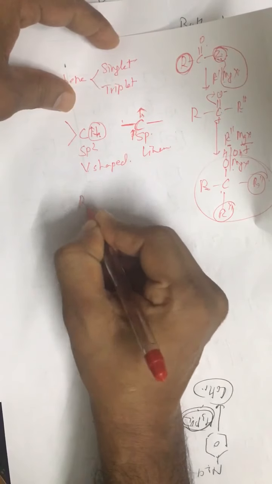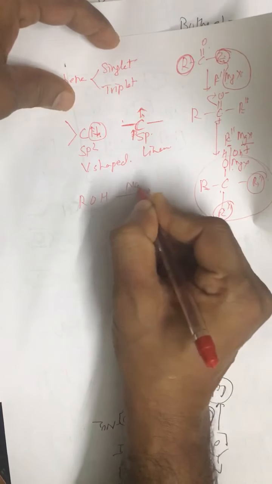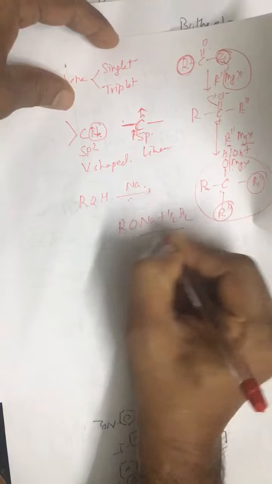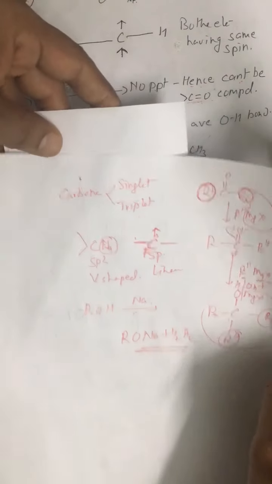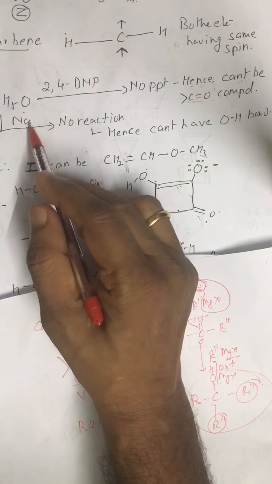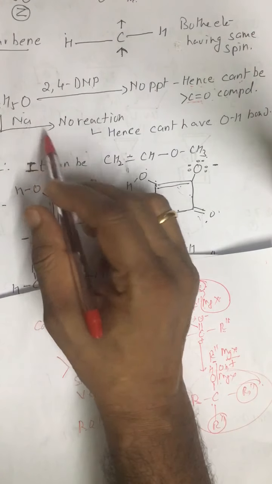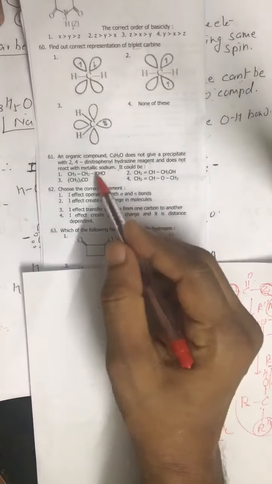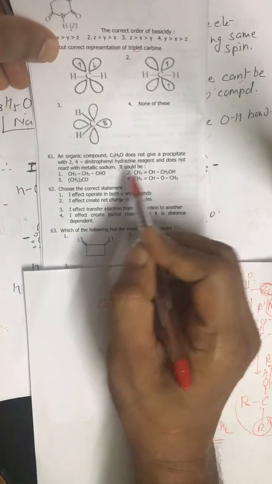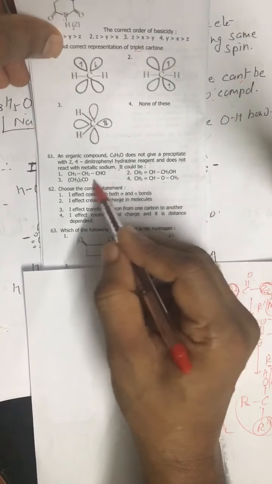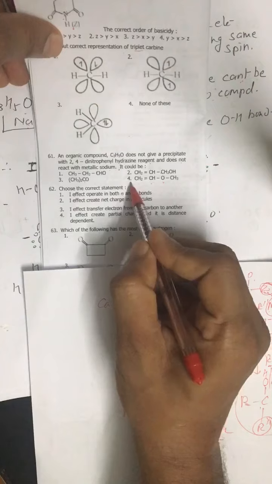Sodium actually reacts with compounds having active hydrogen. Active hydrogen is that hydrogen which is bonded to any electronegative atom or group, like alcohol. What will it produce? RONa plus half of hydrogen. So the second point indicates that since it does not react with sodium, we can be sure that in this compound we don't have an OH group. Now if you look at option 61, in the first we have an aldehyde group, in the second an alcoholic group, in the third a ketonic group, and in the fourth we have neither a carbonyl group nor an alcoholic group. So the correct answer is the fourth option.